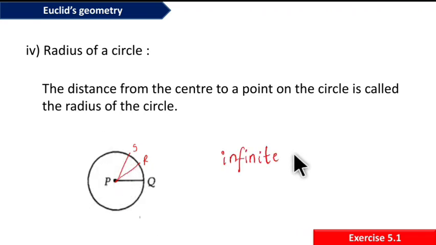A circle has infinite radii. The distance from the center to a point on a circle is called a radius. So there are many radii we can draw here.